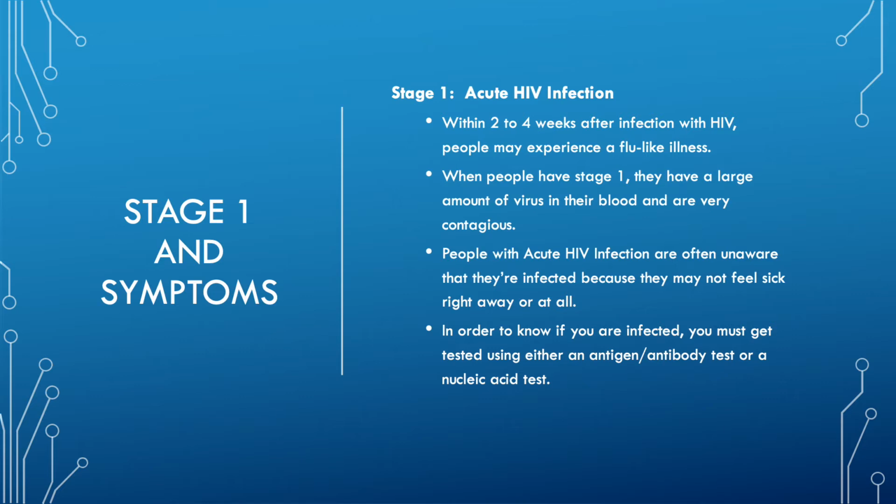There are 3 stages of HIV. Stage 1 is acute HIV infection. Within 2 to 4 weeks after infection with HIV, people may experience a flu-like illness. When people have stage 1, they have a large amount of virus in their blood and are very contagious. People with acute HIV infection are often unaware that they are infected because they may not feel sick right away or at all. In order to know if you're infected, you must get tested, either by using an antigen antibody test or a nucleic acid test.